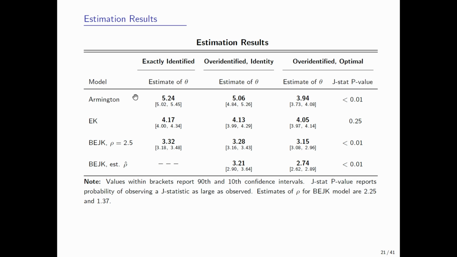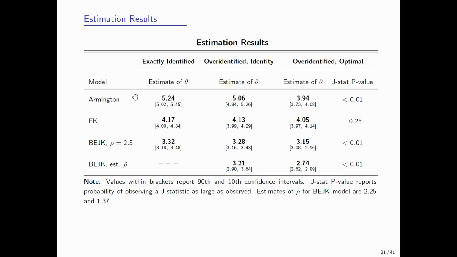And now let's go to the over-identified case. In the over-identified case, when you're looking at the identity matrix as the weighing matrix for the three moments that I described, that ranking is preserved. But once we apply the optimal weighing matrix, the Armington estimate drops. So you may think, oh, is this a problem? Does this mean that the methodology is not working?